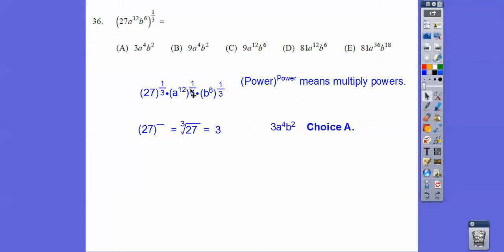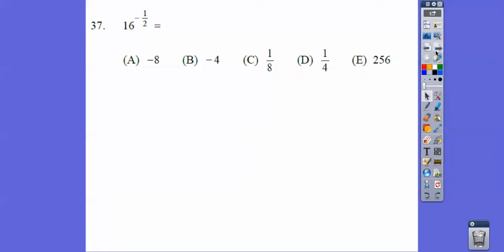All right, so everything's to the 1/3 power, and then powers raised to powers, we multiply those. So 12 times 1/3 is 4. And then 6 times 1/3 is 2, and then 27 to the 1/3, whoops, I lost my 1/3 right there. That should say 1/3 right there. It is the same as the cube root of 27, and the cube root of 27 is 3, so choice A.